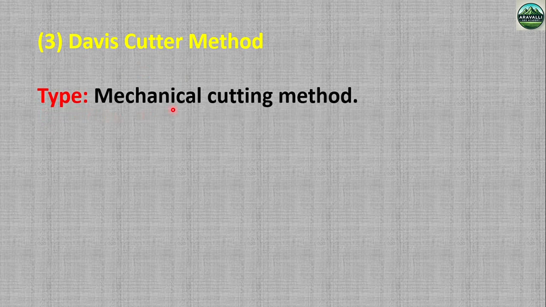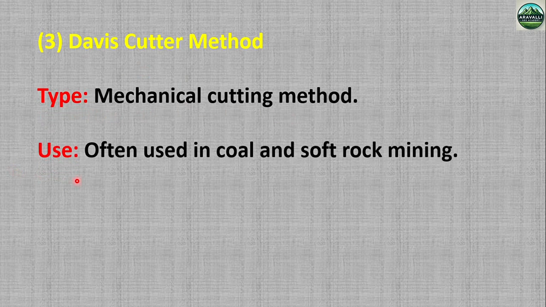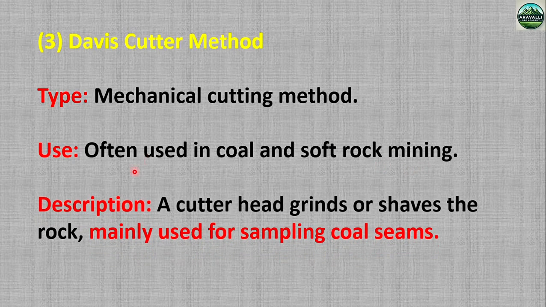Next one, the Davis cutter method. This is a mechanical cutting method and used in coal and soft rock mining. And a cutter head grinds or slices the rock, mainly used for sampling of the coal seams.